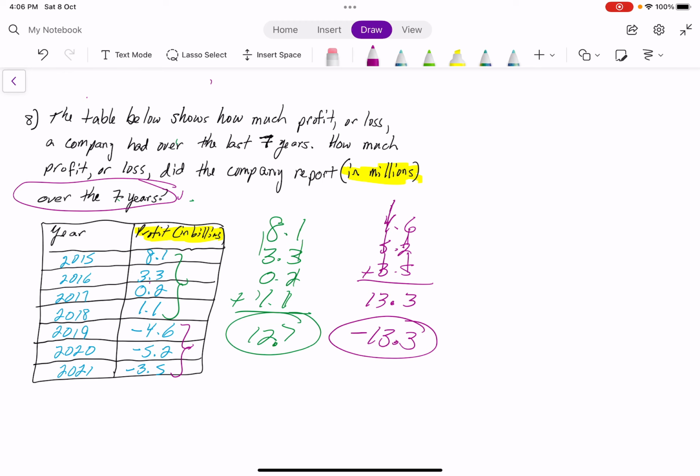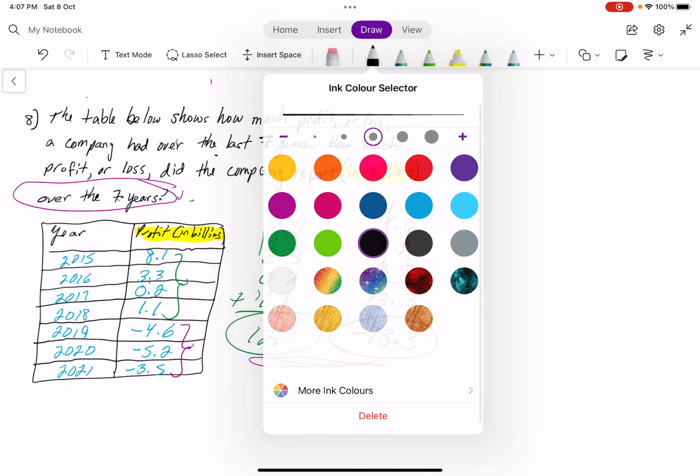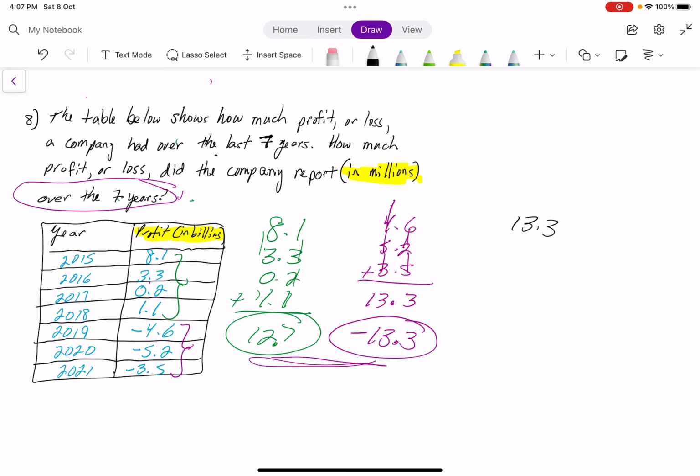So if I want to know what they did with all those years combined, I need to combine these two. And since they're different signs, I will take the larger number, so 13.3, and subtract the smaller one of 12.7. And this is going to give me 0.6. But since the larger number was negative, it is actually negative 0.6. So now we're going to talk about how we can report this in millions.